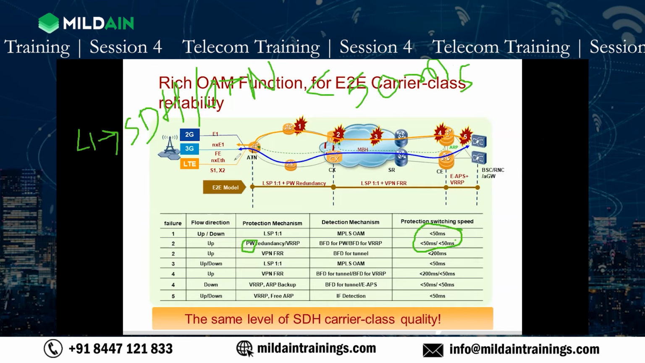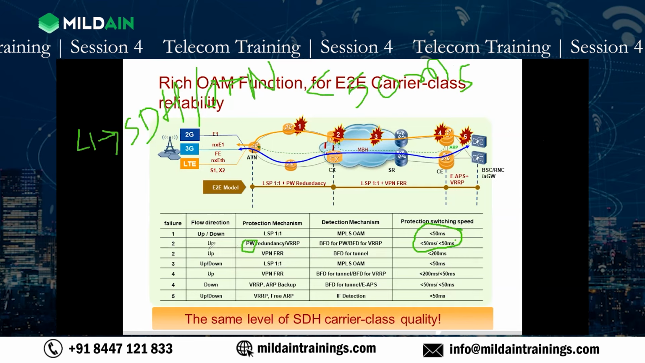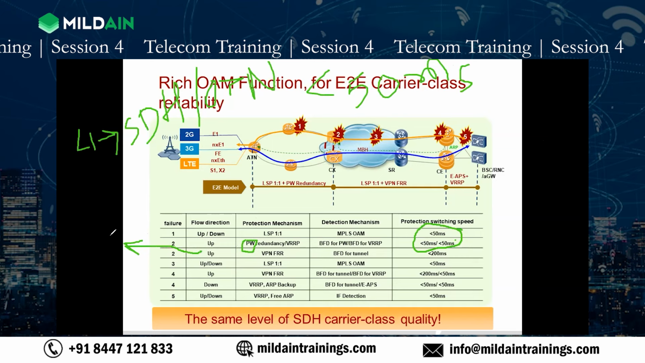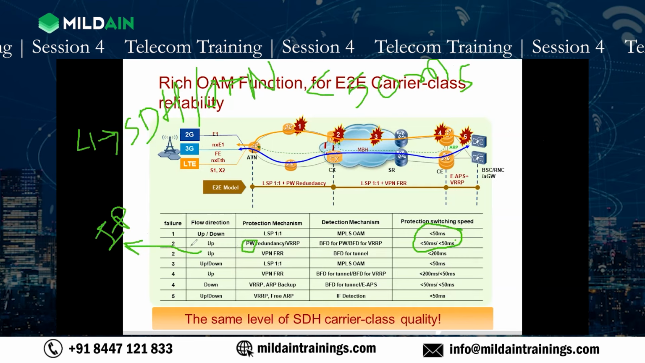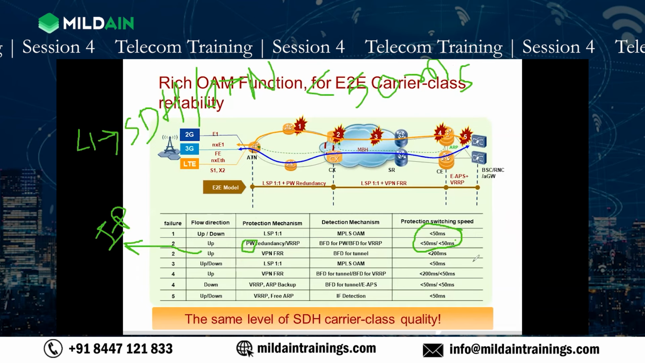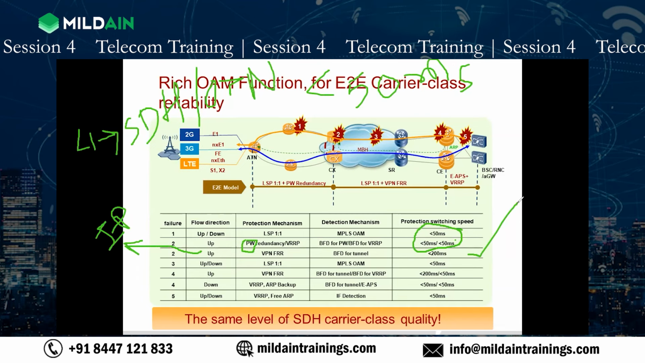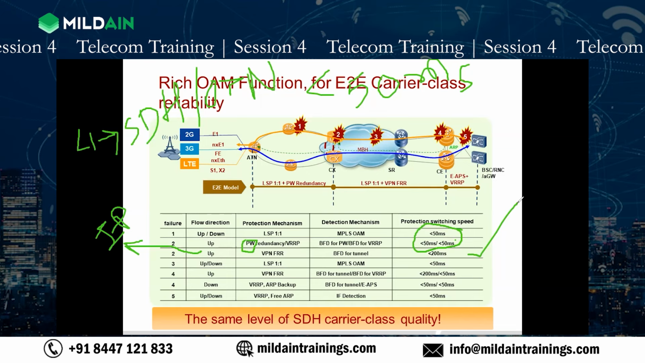Now, come to layer 2 and layer 3. For example, this one, VPN. VPN, virtual private network, is based on IP. This does the switching. What is the timing? The switching time is less than 200 millisecond. Switching time for IP Ethernet is less than 200 millisecond.